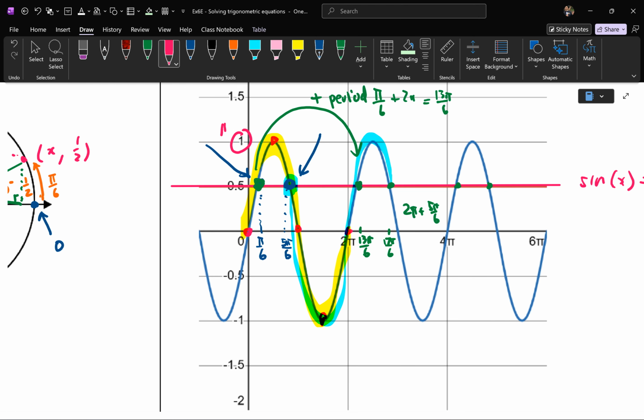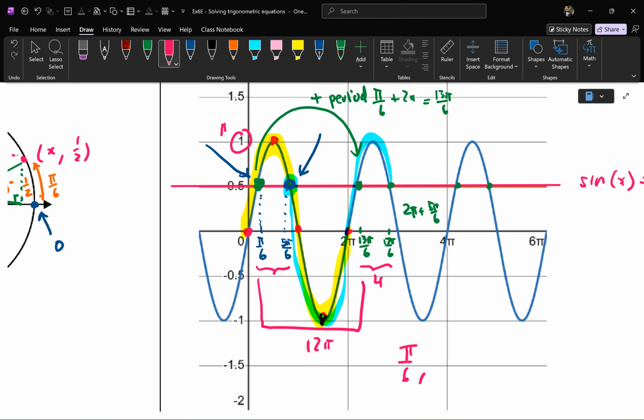Usually after this, I can already see there's a pattern. Have you noticed the pattern? Pi on 6 to 5 pi on 6, that's a distance of 4. 13 to 17 is also a distance of 4. And then the distance from 1 pi on 6 to 13 pi on 6 is 12 pi. So all you have to do now is just keep adding 12 to the 13 all the way to the right. And that will get you all the possible answers.